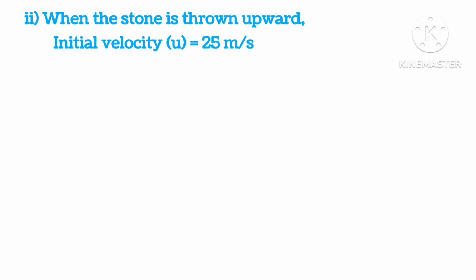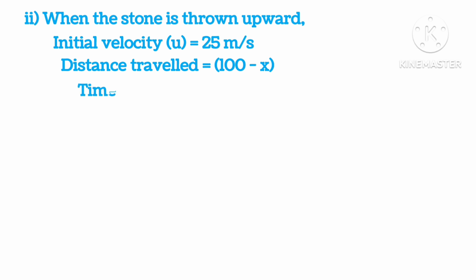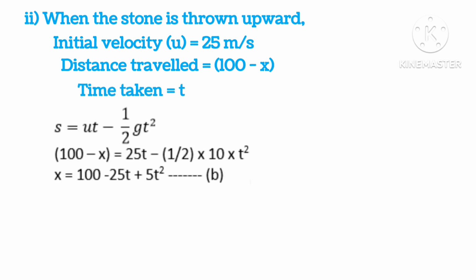When the stone is thrown upwards, the initial velocity is 25 meter per second. The distance traveled is 100 minus x. Time taken here is t. Again putting all the values in the same equation, we get x = 100 minus 25t plus 5t square. That is equation B.